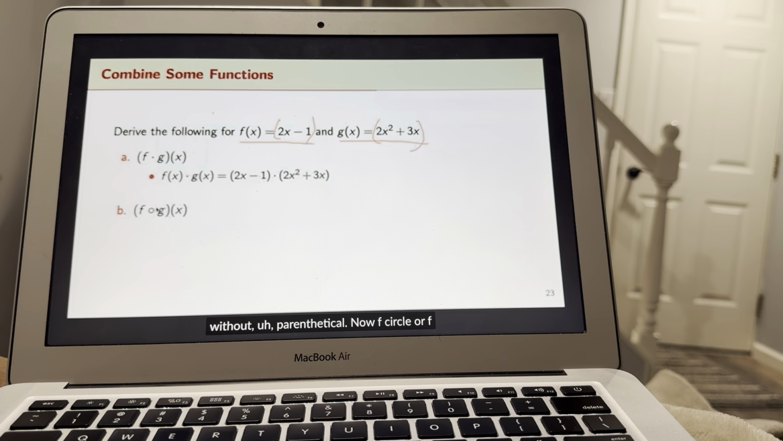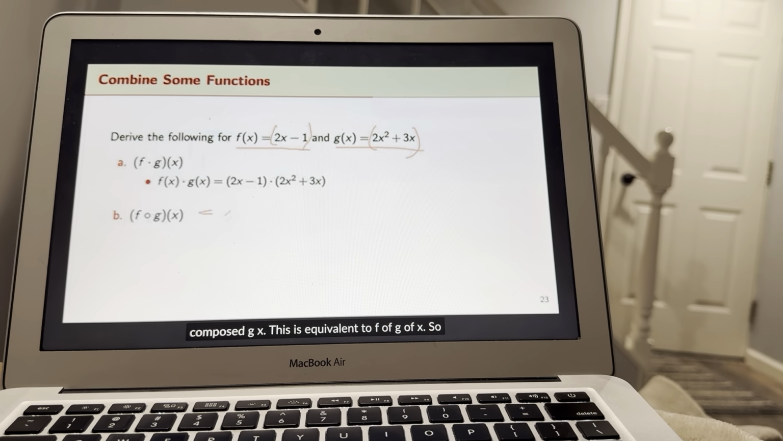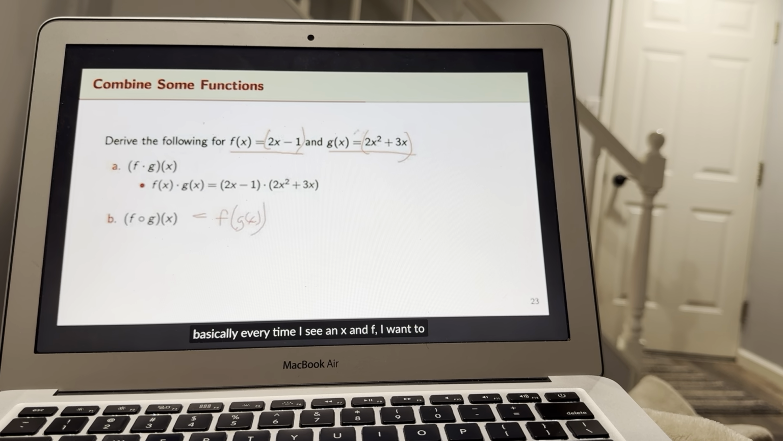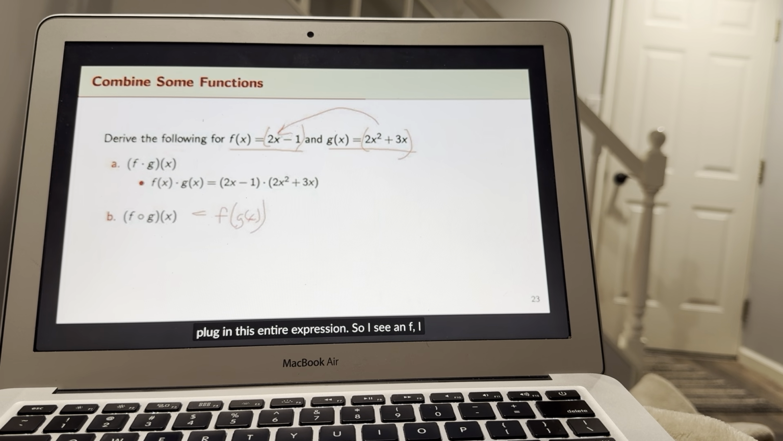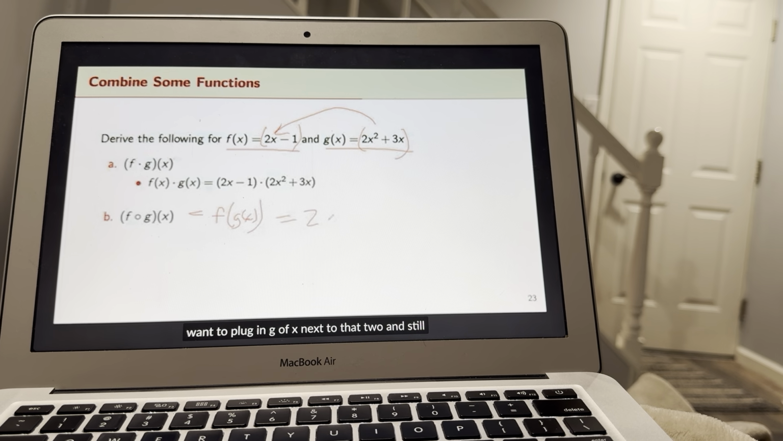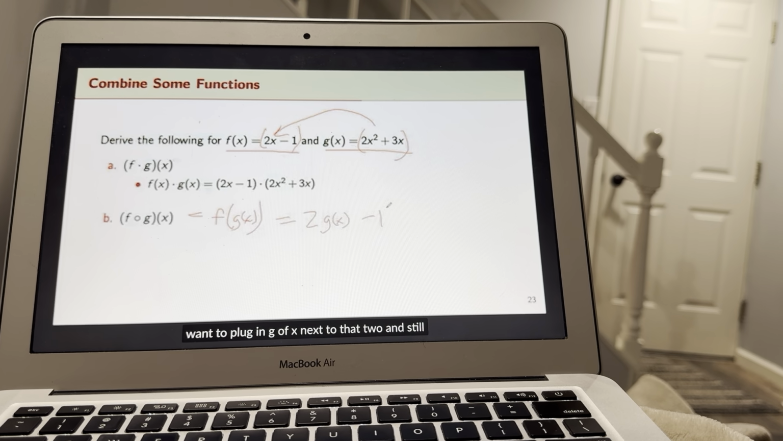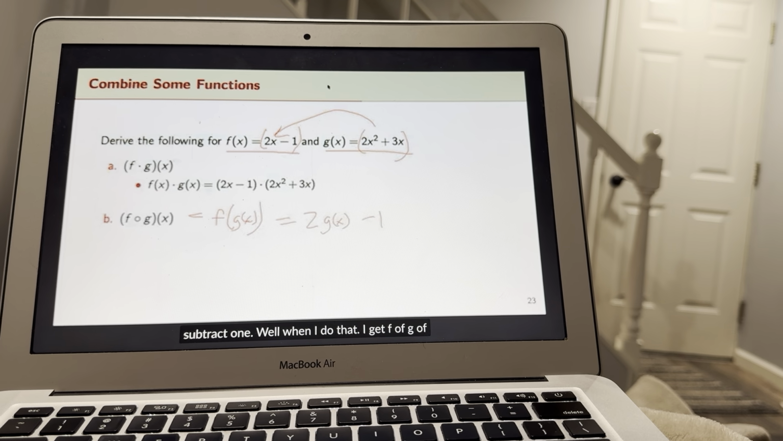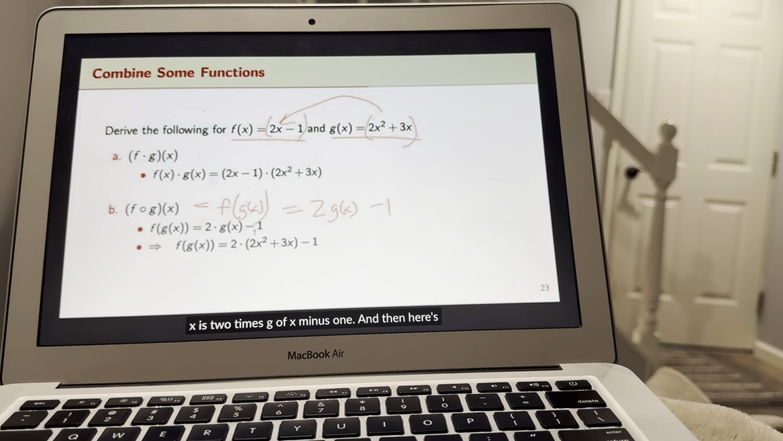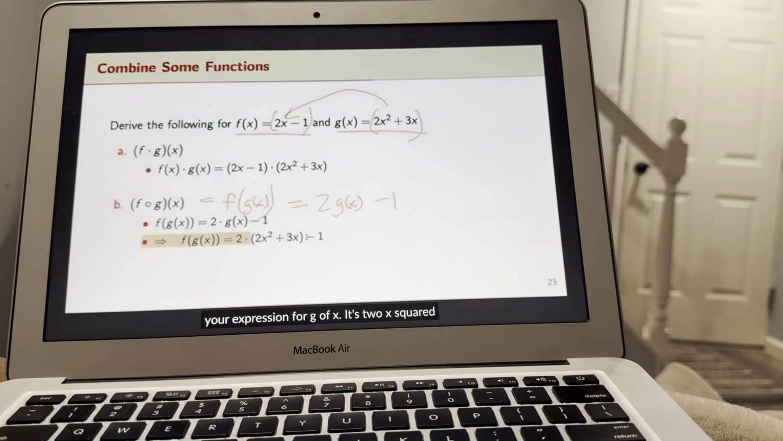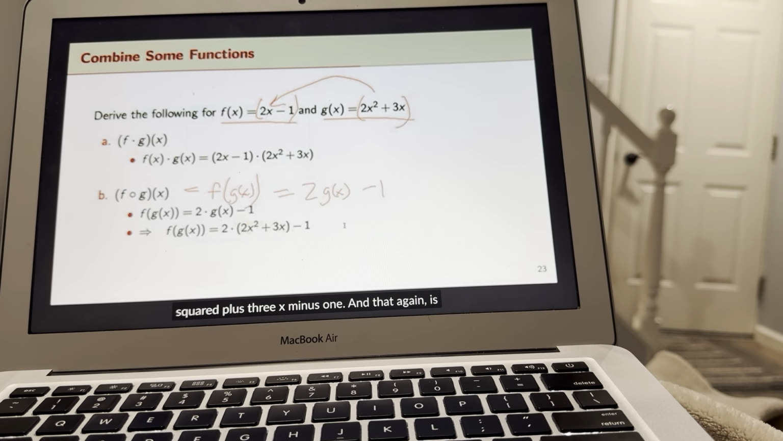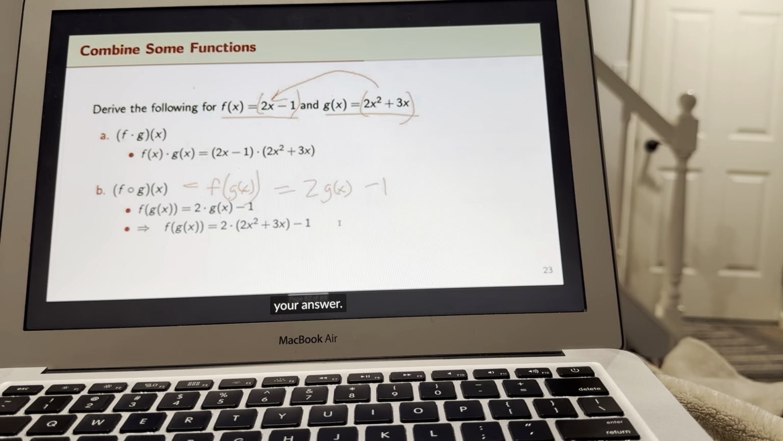Now, (f circle g)(x), or f composed g of x, is equivalent to f of g of x. So basically, every time I see an x in f, I want to plug in this entire expression. I see an x once, next to this 2. So that means I want to plug in g of x next to that 2 and still subtract 1. When I do that, I get f of g of x is 2 times g of x minus 1. And then here's your expression for g of x. It's 2x squared plus 3x. So f of g of x is 2 times (2x squared plus 3x) minus 1. And that, again, is your answer.